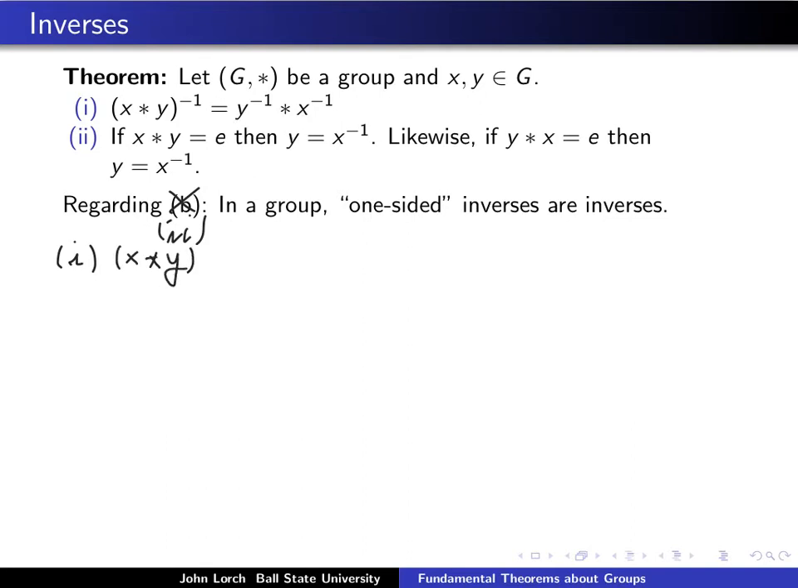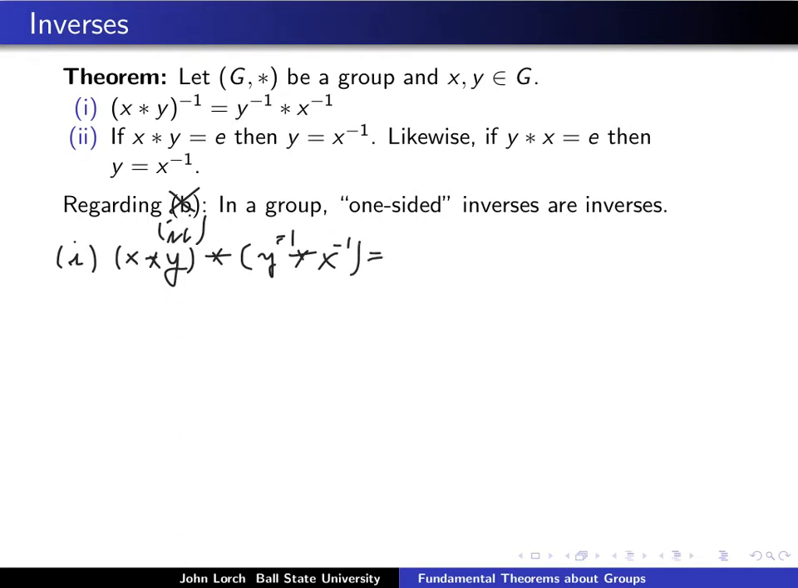And we're claiming that the inverse of X times Y is Y inverse times X inverse. So to test that, what I should do is take X times Y, multiply it by Y inverse times X inverse, and make sure that I get the identity.